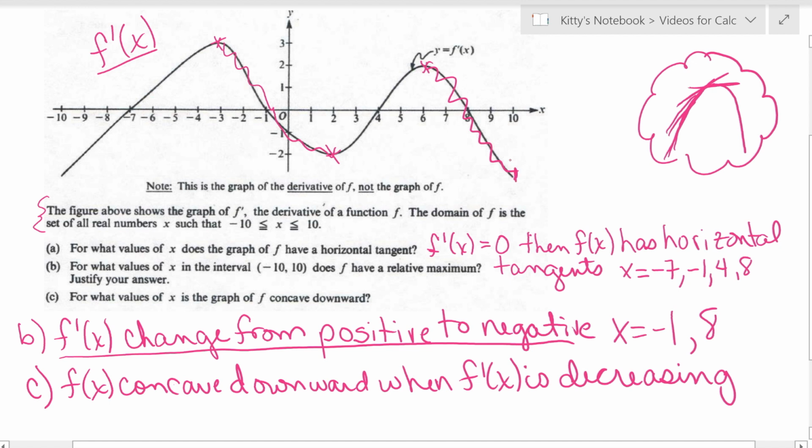So you have to interpret how you find out the information they ask you by analyzing f prime. And then you have to figure out how to look at the graph. So f prime is decreasing on the intervals from negative 3 to 2, and from 6 to 10.